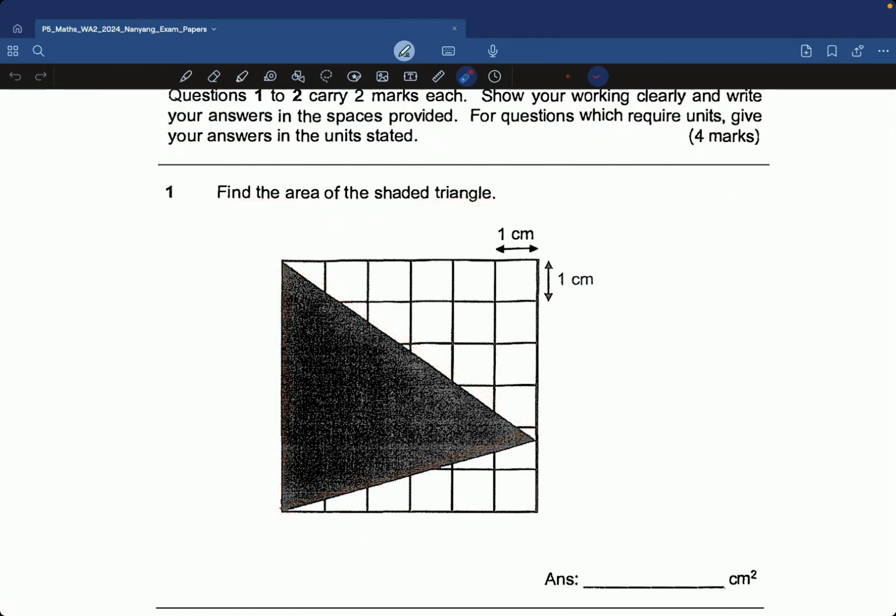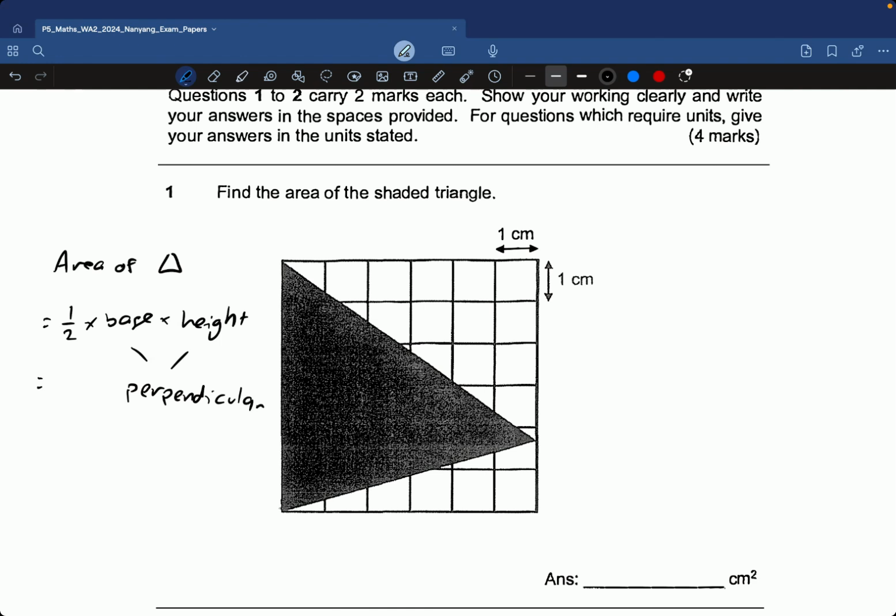First, to recap, the area of a triangle is equal to half times base times height. So where do we get the base, and where do we get the height? The base and the height are always perpendicular, meaning they always meet each other at a 90-degree angle.